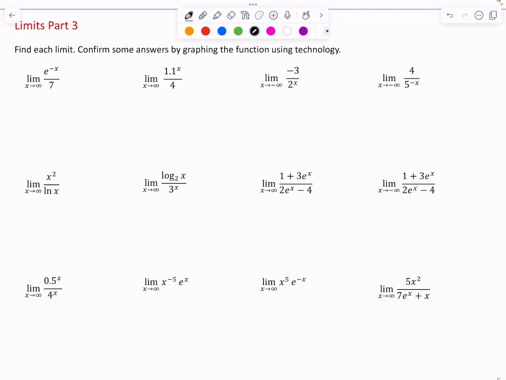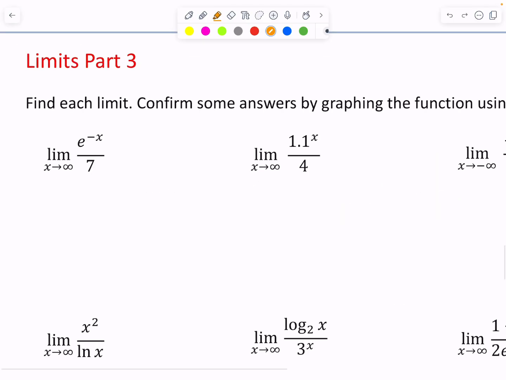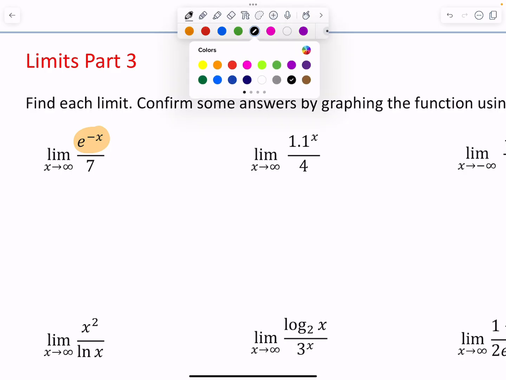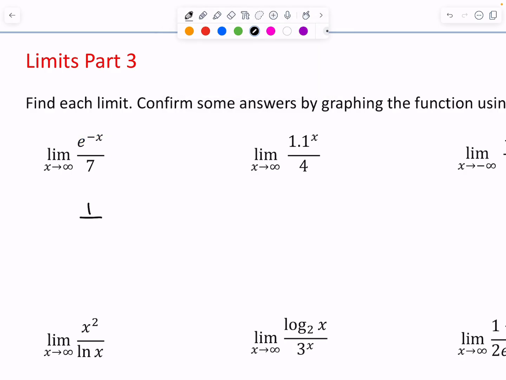Find each limit, and confirm some answers by graphing the function using technology. First to consider is there's only one pair of matching functions to consider, otherwise every case is different. In this case, we have e to the -x. Let's address that negative exponent before we consider the limit. I can rewrite this function as 1 over 7 and then e to the positive x. E to the x will approach infinity, and 7 times infinity is still infinity, and finite divided by infinite is effectively 0.